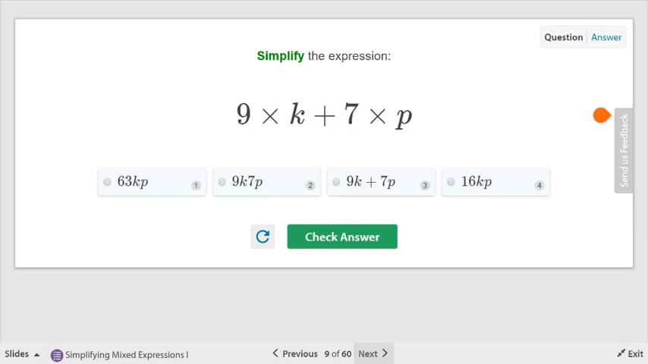We can simplify 9 times k as just 9k. We cannot simplify plus, right? But the 7 times p can just become 7p. So 9k plus 7p. All right.